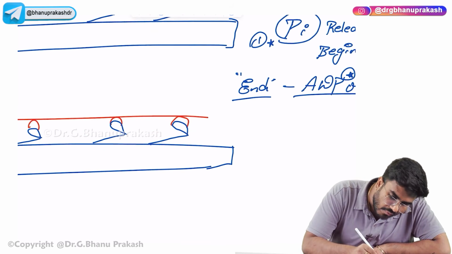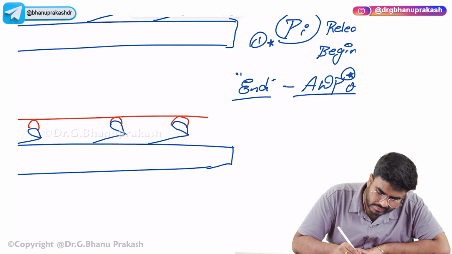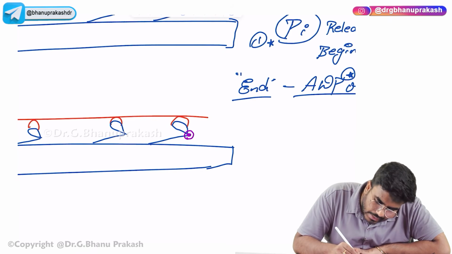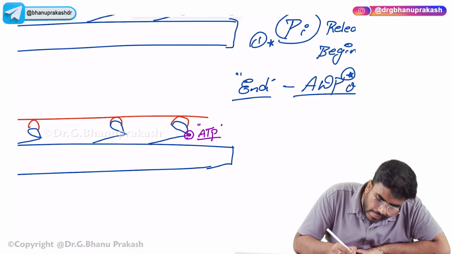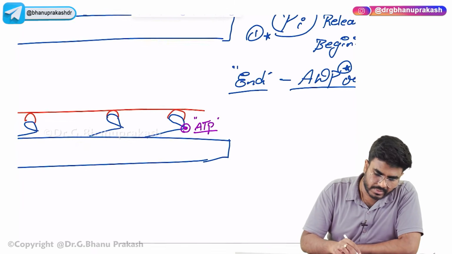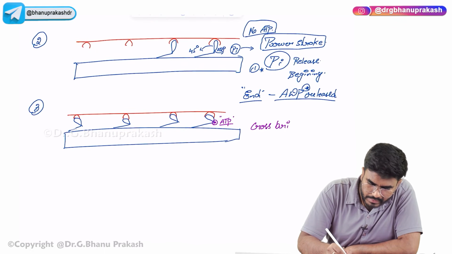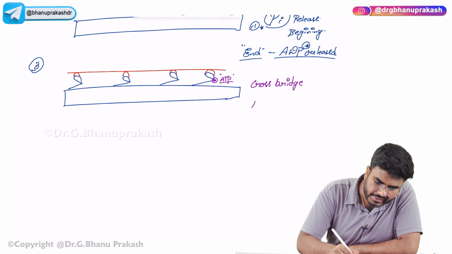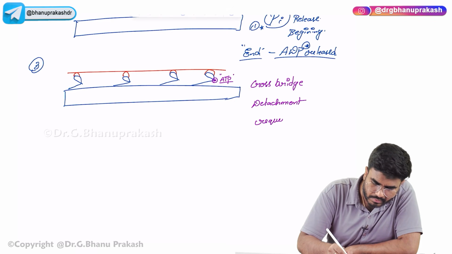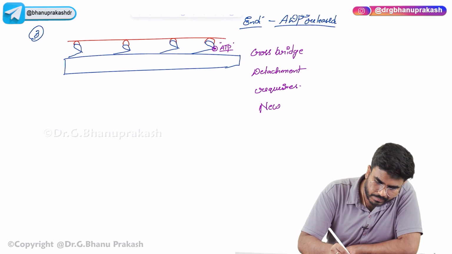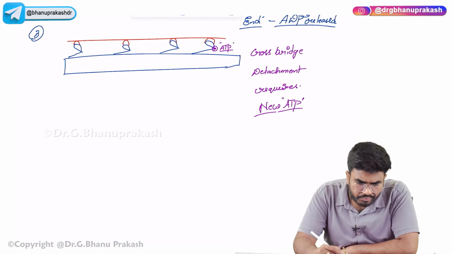Now for detachment, ADP is released, inorganic phosphate is released, and there is nothing attached to the myosin head. Now a new ATP molecule is required for the detachment. So write: cross bridge detachment requires a new ATP. This is the place where ATP is utilized in muscle contraction.